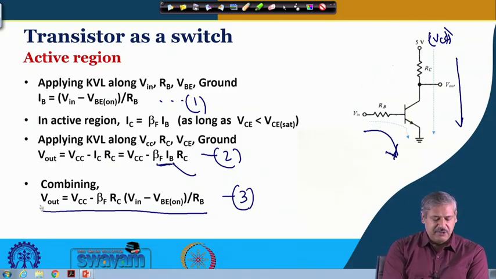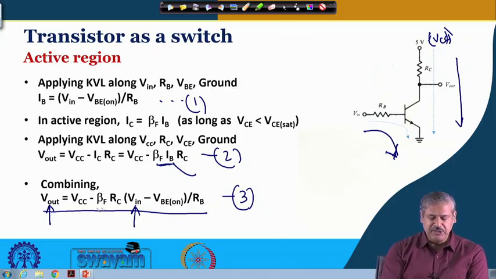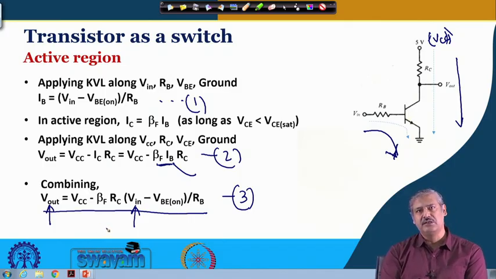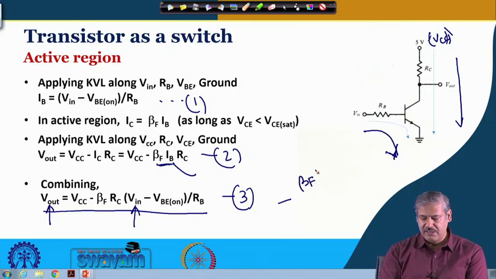And we look at V out versus V in, rest of all are constant. As I said, VB on will slightly change with increase in V in, so we are neglecting that part, it is an approximate calculation. So, the rest of the parameters are all constant. We have V out and V in, and the relationship between them is linear, a straight line with a negative slope of minus beta f RC by RB.